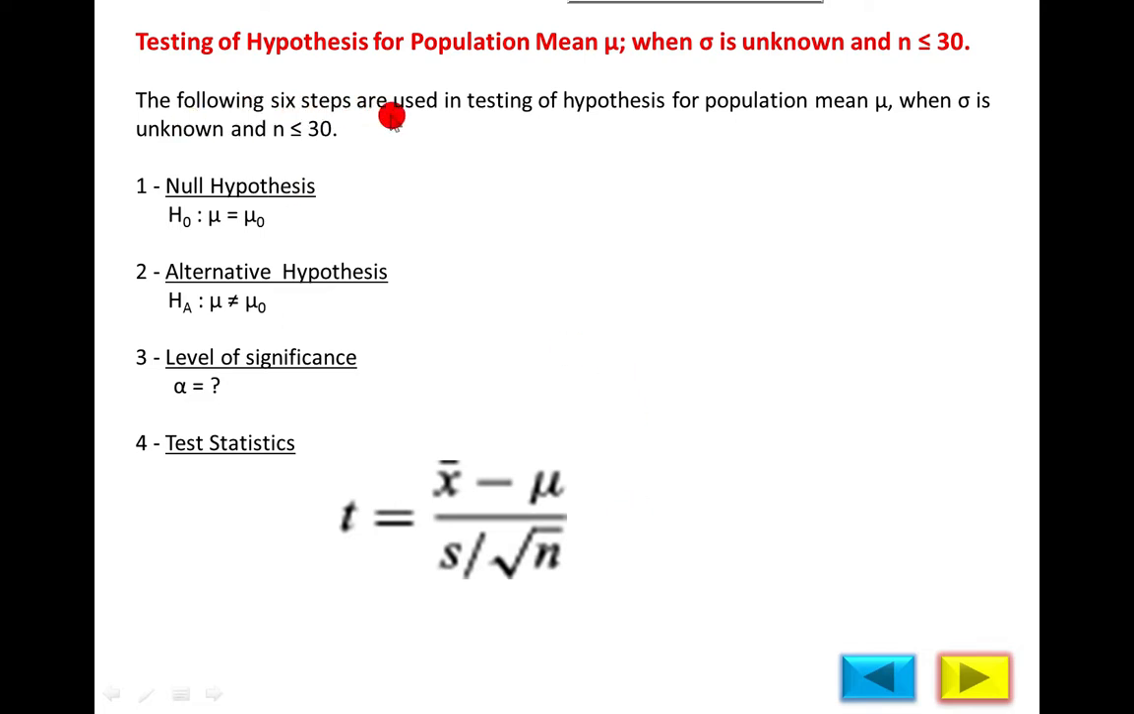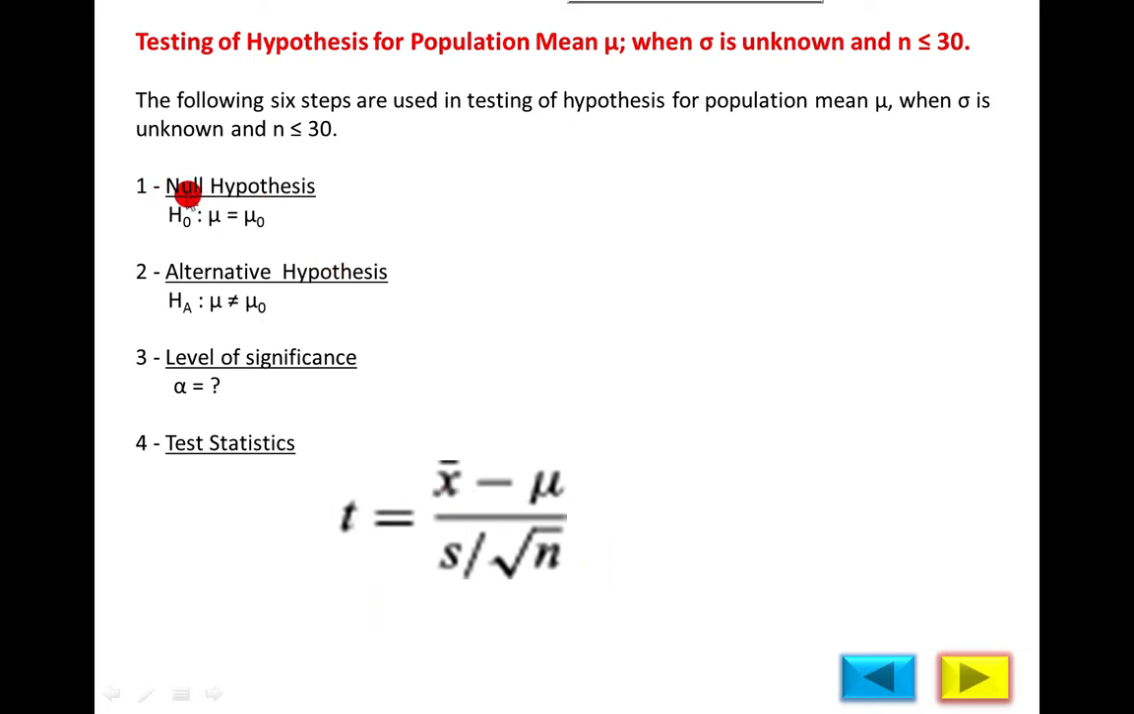The following 6 steps are used in testing of hypothesis for population mean mu when sigma is unknown. Maybe this is sigma or sigma square, sigma means standard deviation, sigma square means variance, and n is less than or equal to 30. The most important word is "and", A-N-D. Both should be satisfied in the given data, example, or numerical. Then we will use this formula. This is the test statistic. In the test statistic, we will use the t-test.